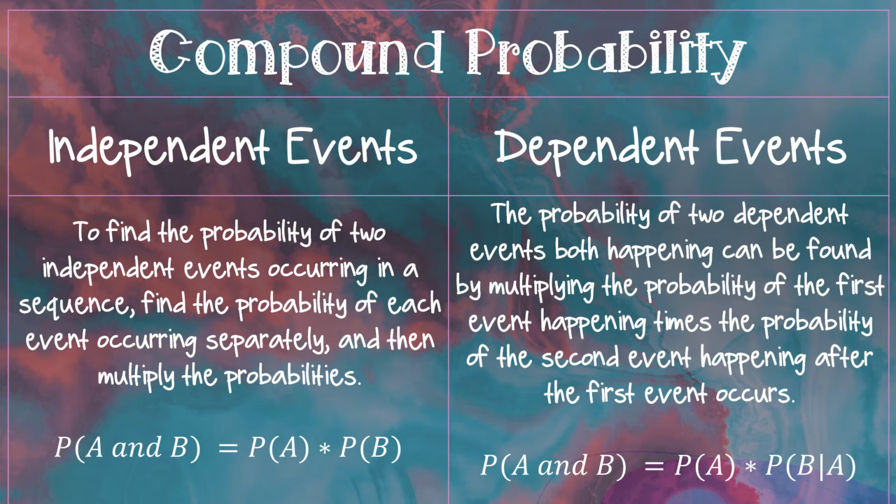Okay, but let's say the events are dependent. Then to find the probability, you'll find the probability of the first event like normal, but then you're going to multiply by the probability of B given that A has already happened. I think that sounds a little weird, but when you see the example, that will make a little bit more sense. So let's look at a couple examples.